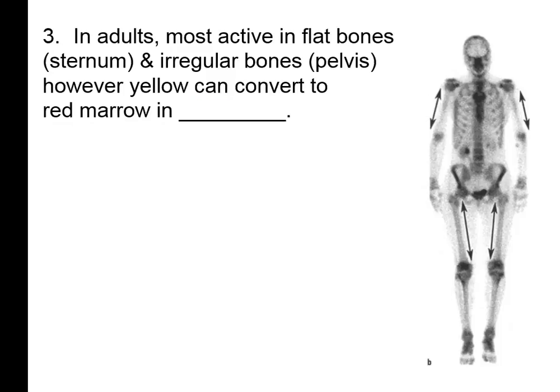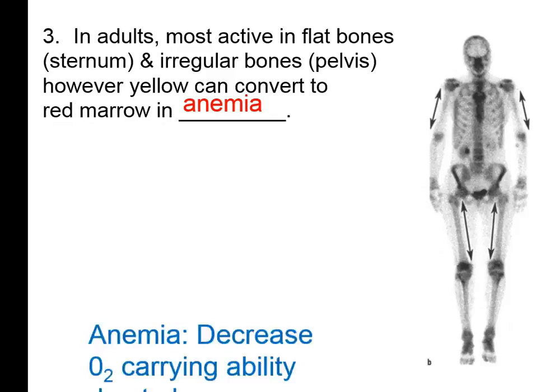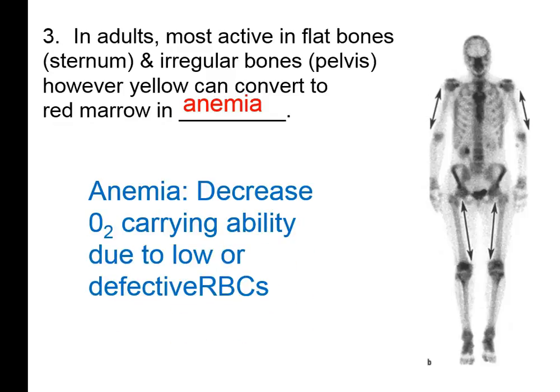Now, in cases of anemia, and you might say, well, what's anemia? It's the decreased ability to carry oxygen because either your red blood cells are in low supply or they're defective and they're not carrying oxygen well. In times of anemia, because your body really needs the oxygen, your yellow marrow will convert into red marrow and start producing blood cells as well. But this is only in times of severe anemia.